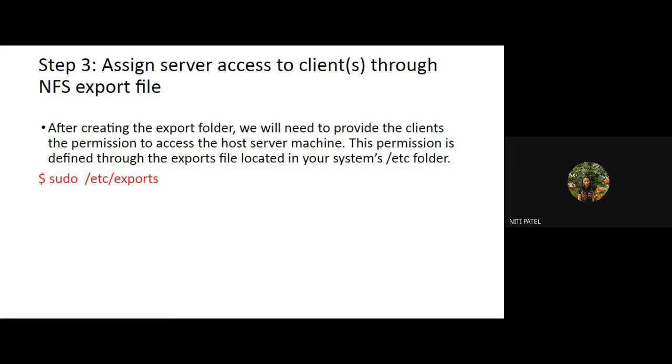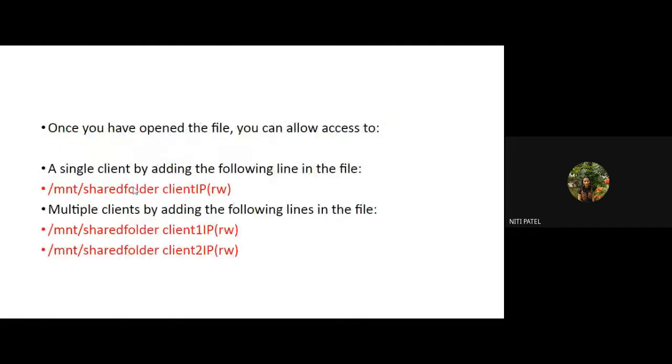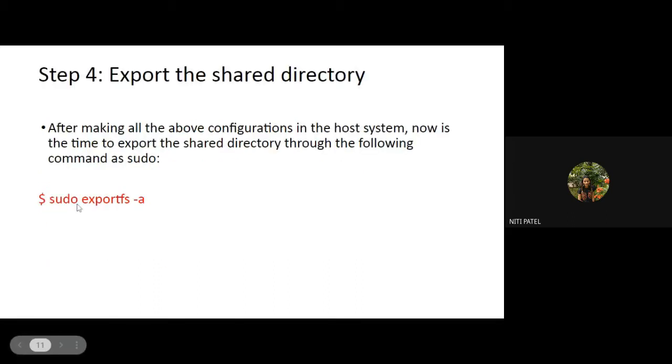So we use this path, that is /etc/exports, and we assign the server access to the client by using this particular export file. How do we actually share? By putting the client IP address over here. So we assign the client IP address and then we share this particular folder.